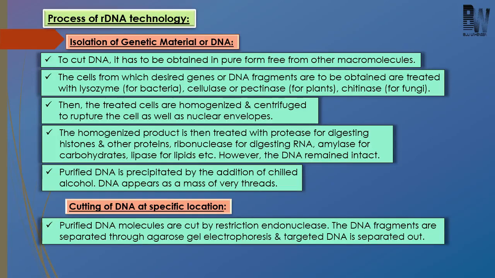For example, RNA can be removed with the help of ribonuclease, protein can be removed with the help of protease. Carbohydrate will be removed with the help of amylase, and lipid with the help of lipase. Like this, all the unwanted macromolecules can be removed with the appropriate enzyme. However, the DNA will remain intact. And after this, the DNA can be precipitated out by the addition of chilled ethanol. Like this, we can extract the DNA in pure form.